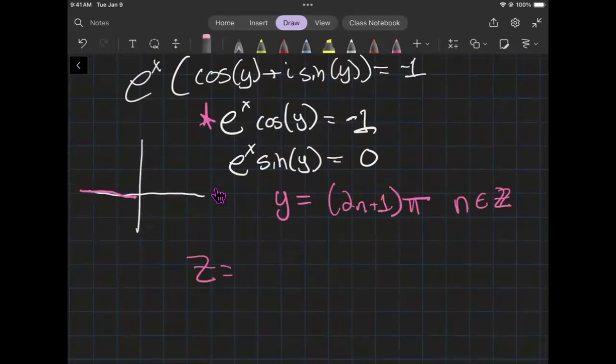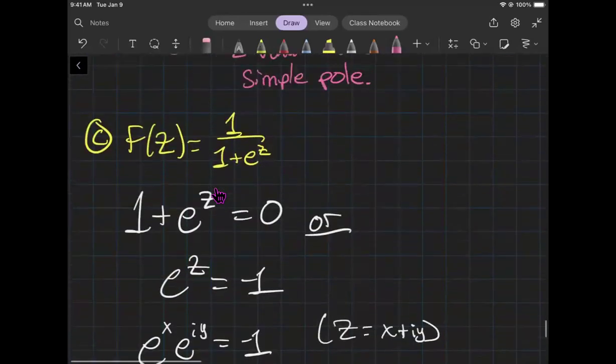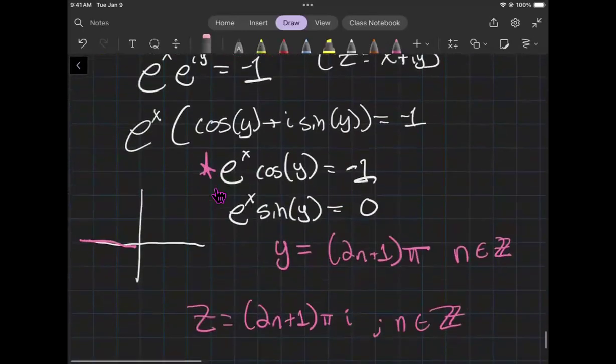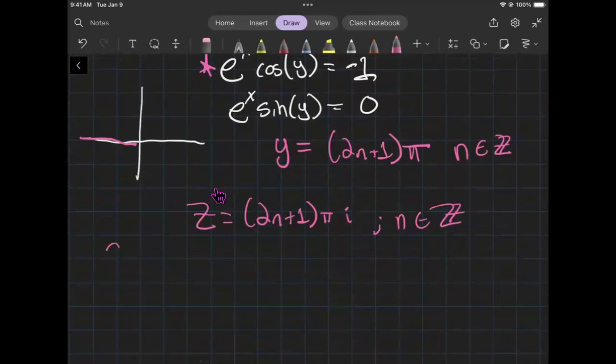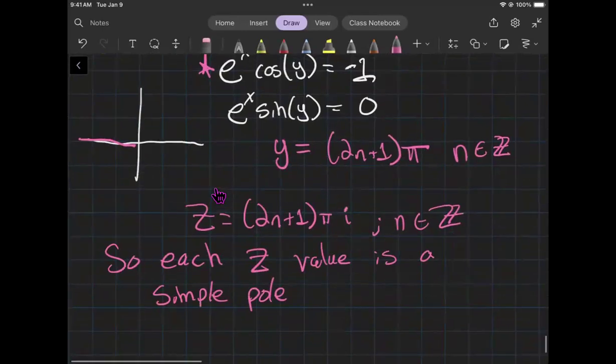So really, let me erase that. And I want to rewrite it like this, times i. Okay. And then each of these zeros, so if you notice, 1 plus e to the z is not raised by an exponent, it's raised by 1, right? So each of the zeros, each z value is a simple pole. So it's a pole of order 1. Okay. All right. So hopefully that made sense.